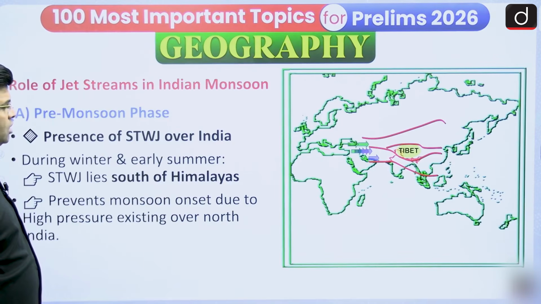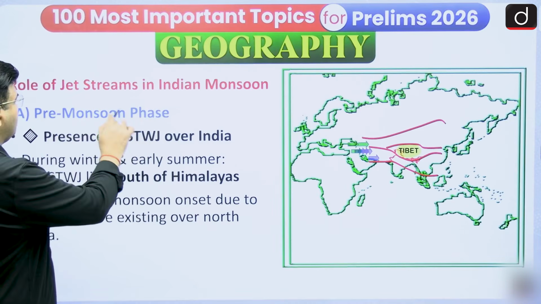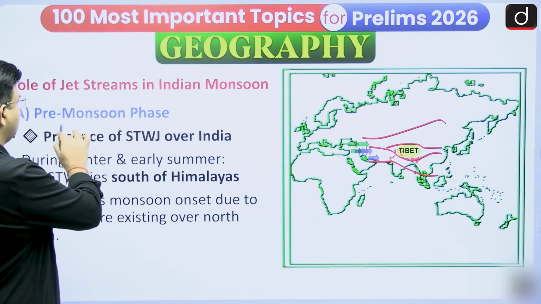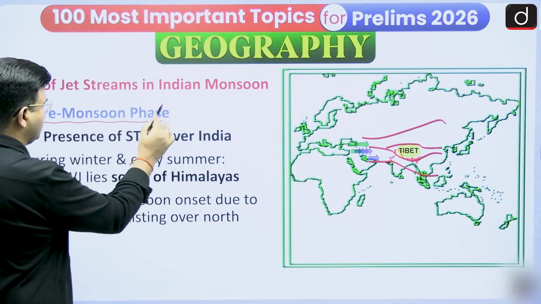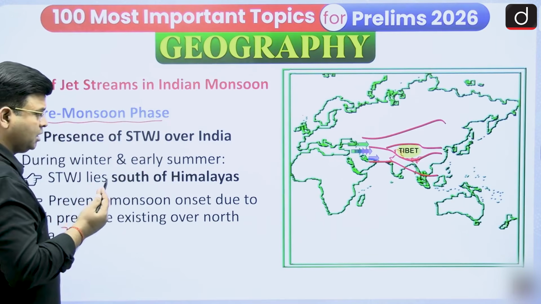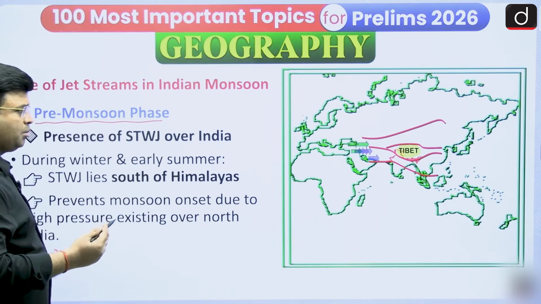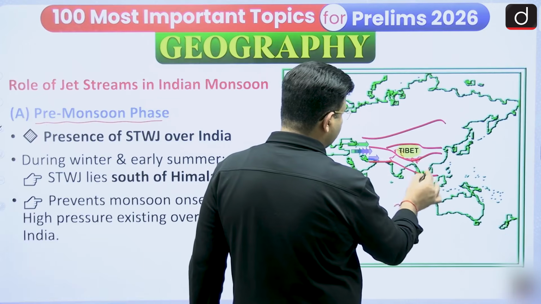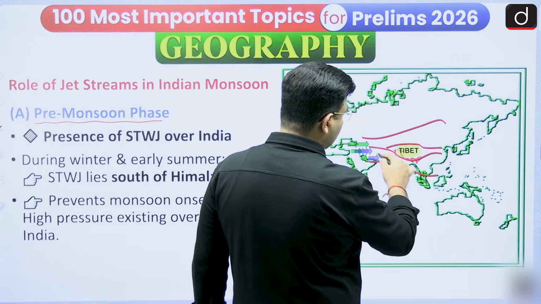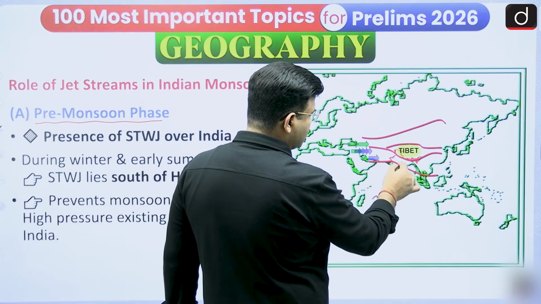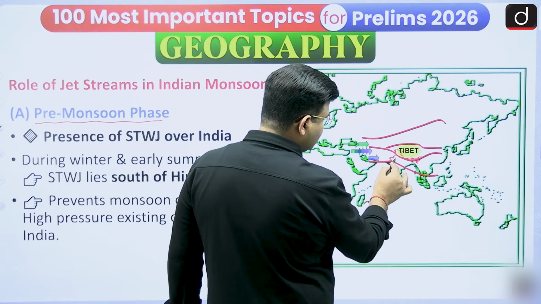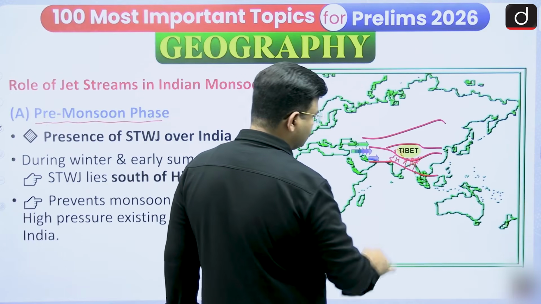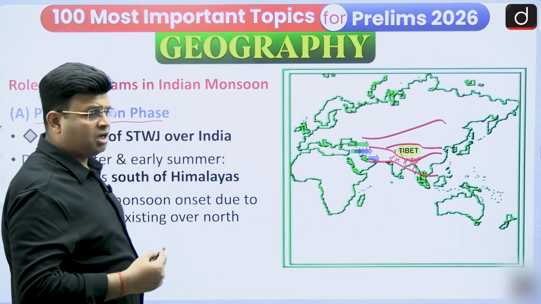The first one is the role of jet stream in the Indian monsoon. It is in the pre-monsoon phase, before the monsoon, that is March, April, May. You can say that this subtropical westerly jet stream is moving northward, north of the Himalaya, south of the Himalaya, and because of that air is descending, northern India becomes high pressure.